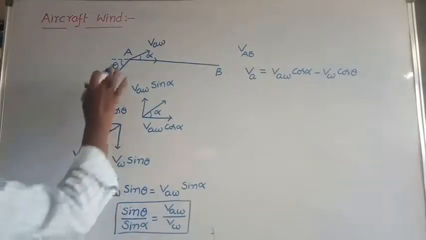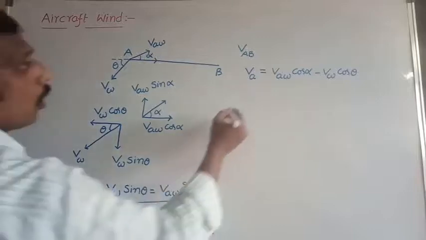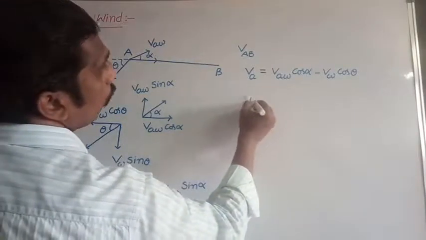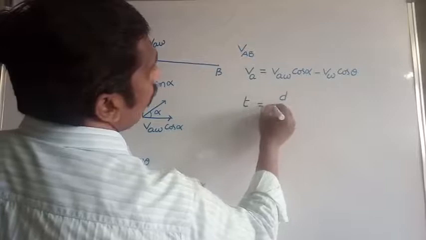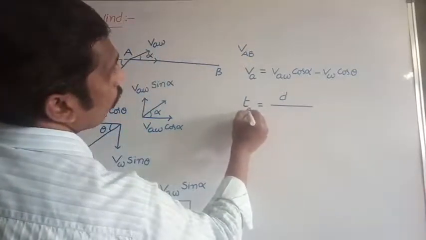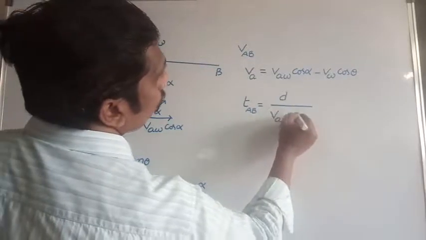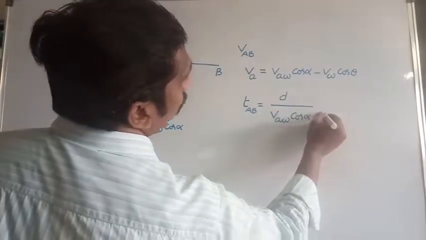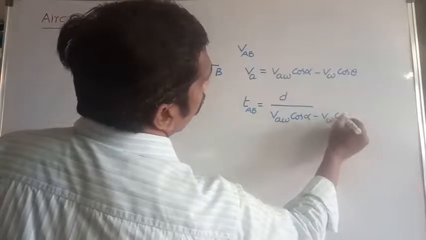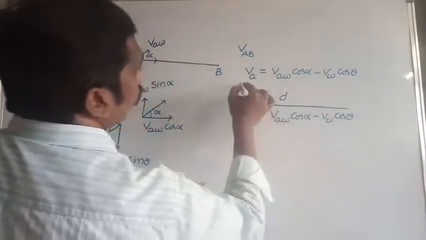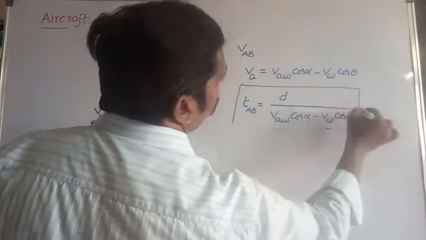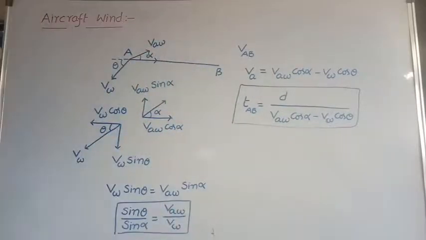Now, the time taken to reach point B from point A. Time t is equal to distance d divided by the velocity along AB, that is d divided by VAW into cos alpha minus VW into cos theta. This is the time. So by using this condition, if you know theta, VAW, VW, we can find sin alpha.